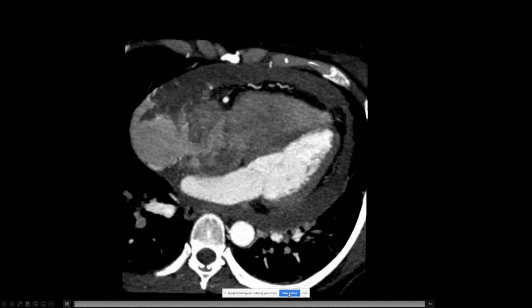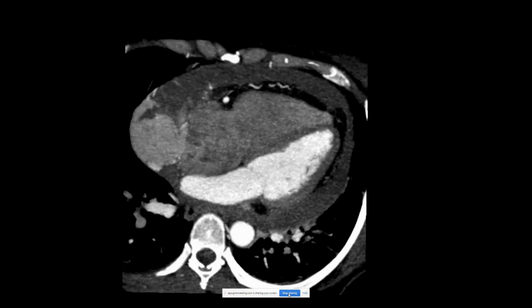Thanks for sharing, Phil. That's a pretty insane couple of cases, both the hemangioma, dotatate avid, and the angiosarcoma. Any comments or questions, guys? Anybody else have cases to share?